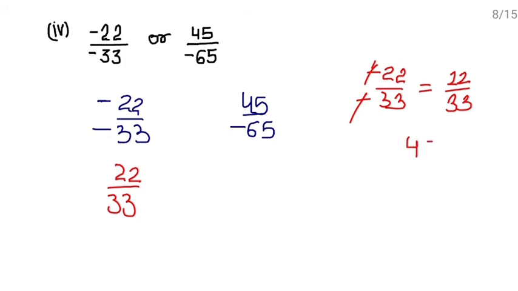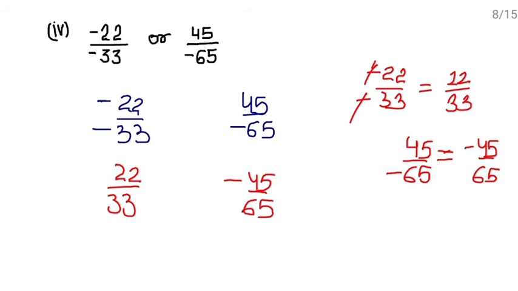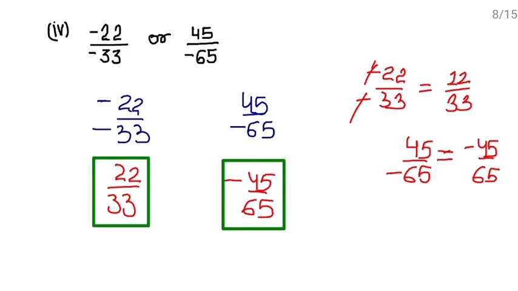And this 45 upon minus 65 is also equal to minus 45 upon 65. You have done this type of question so many times, right? So minus 45 upon 65. Now you can see this is the negative rational number and this is the positive rational number. So which should be greater? Of course positive. So this is the greater. Minus 22 upon minus 33 is greater.